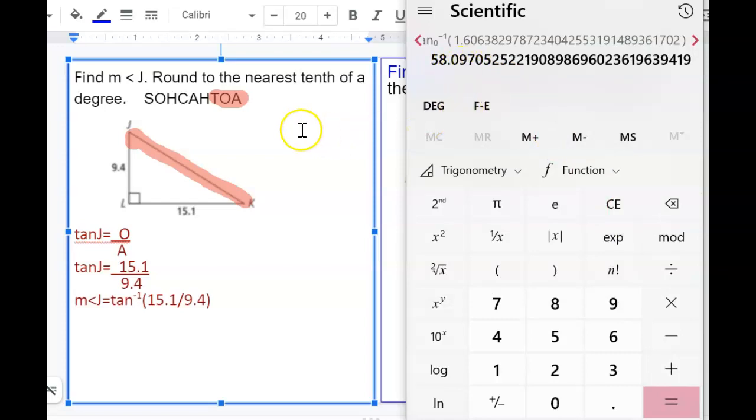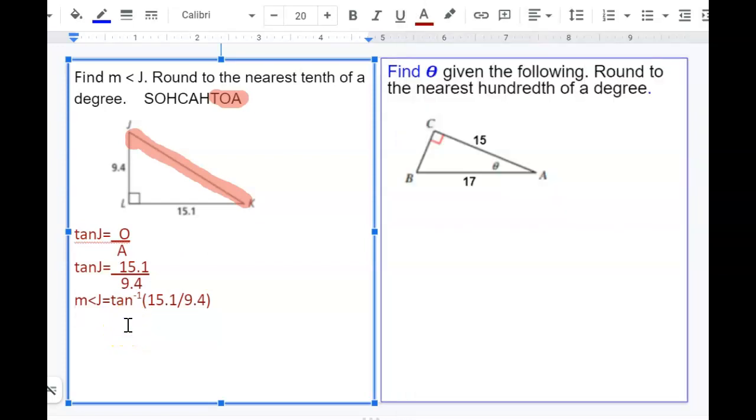58.097. But remember, we are rounding our answer to the nearest tenth. The tenth position is 0. Check the next digit. If it is 5 and above, you add 1. If it is 4 and below, you leave it the way it is. So the next digit is 9. So we're going to add 1 and we'll have 58.1. So the measure of angle J should be 58.1 degrees.